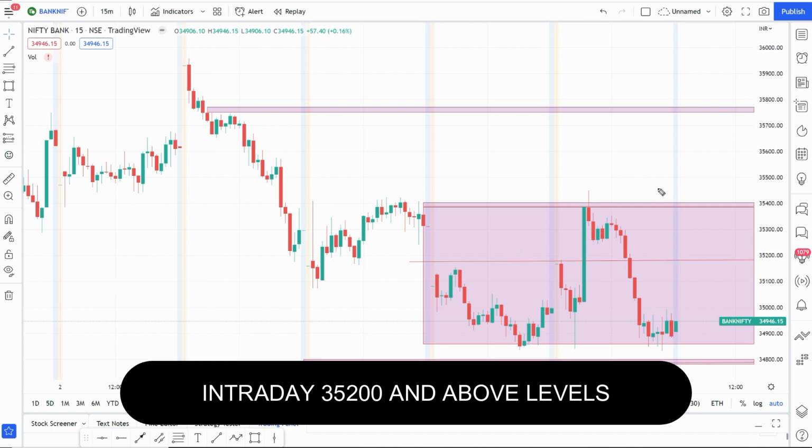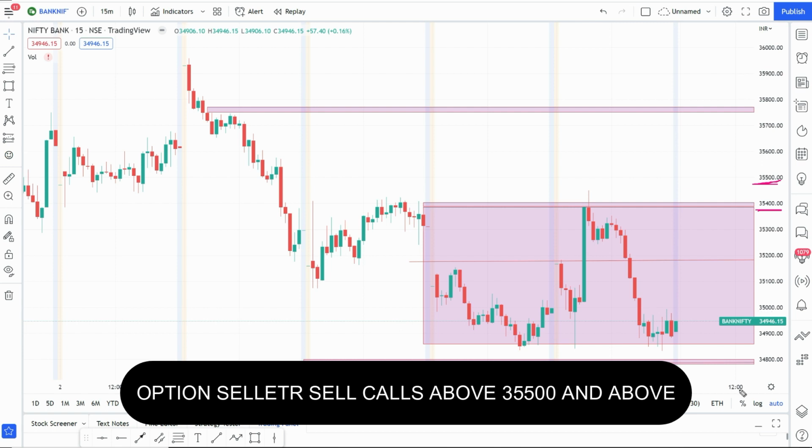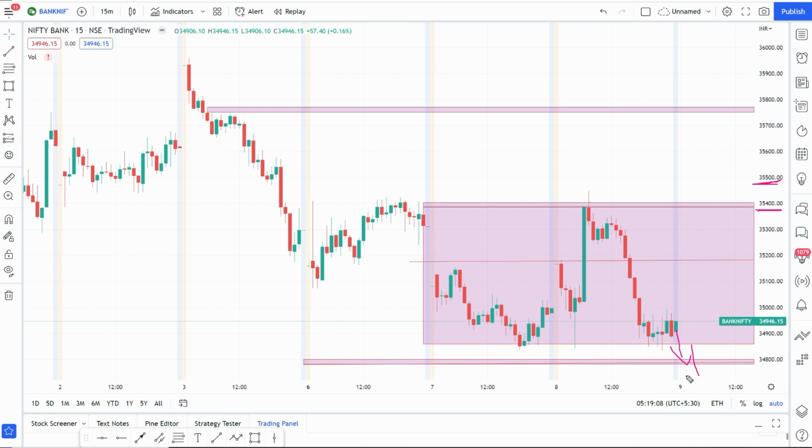If you are an option seller, you can sell calls above these 35,500, 35,400 levels. I would not suggest puts, but if you are an option buyer and you see a sharp fall from this region, you can buy a put from this level. So this is the analysis for Nifty and Bank Nifty.